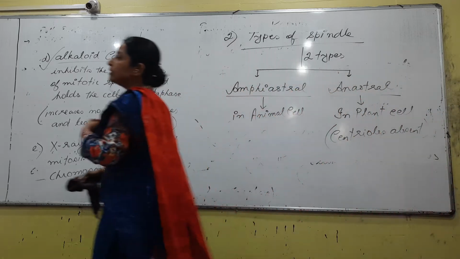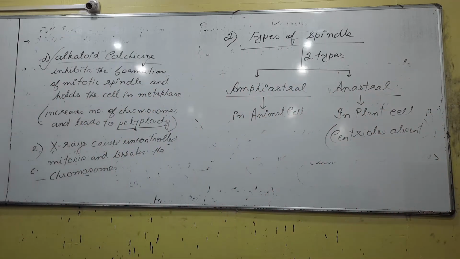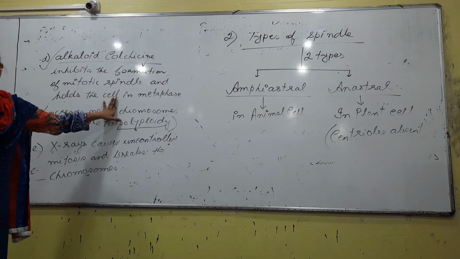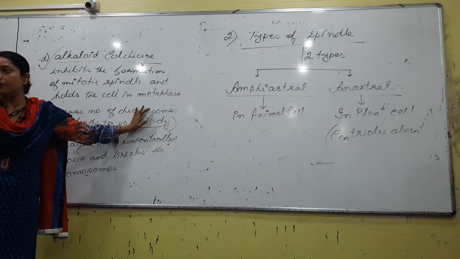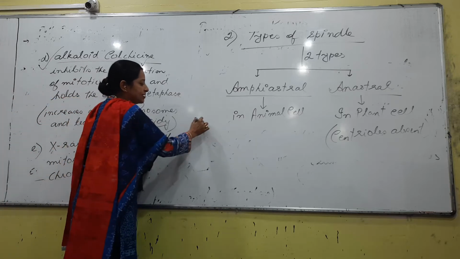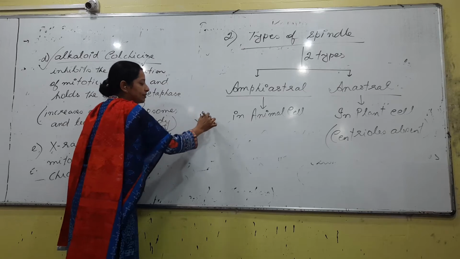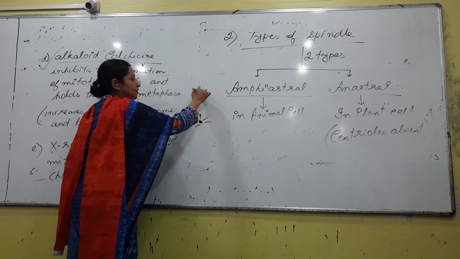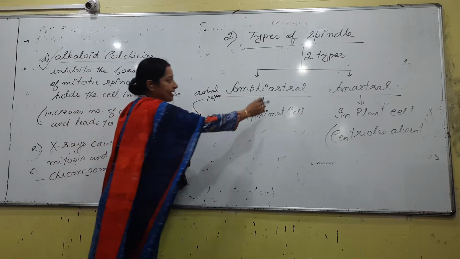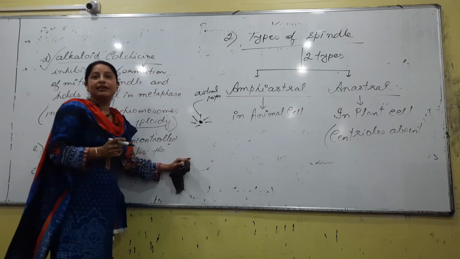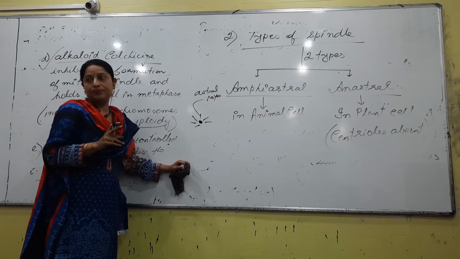Two terms regarding spindle, or mitotic spindle, or spindle fibers. Mitotic spindle could be of two types: one is amphiastral and one is anastral. Remember the word astral rays. If you are talking about a centriole, small microtubules come out of it, which we call astral rays. The word astral comes from astral rays. Amphiastral: what we understand by the word amphi is both.